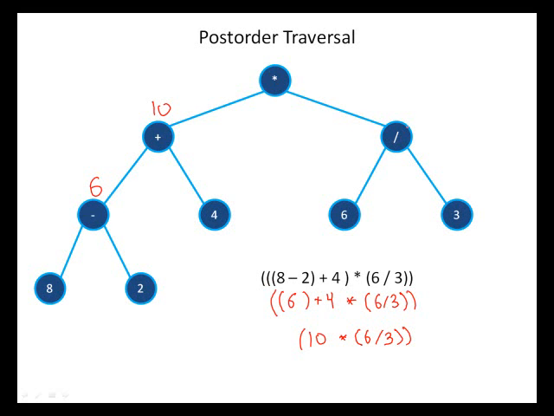So moving down to the right, we have the value of the left, and we have the value of the right, so 6 divided by 3 will be 2. We can finally perform this operation. We have 10 times 2, which will be 20. So we used a postorder traversal to evaluate this expression to 20.